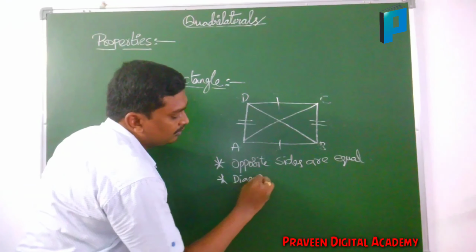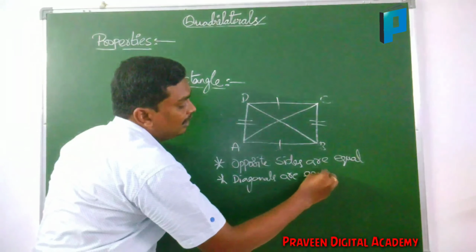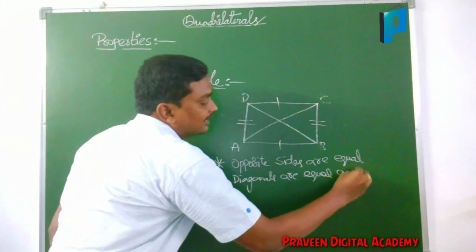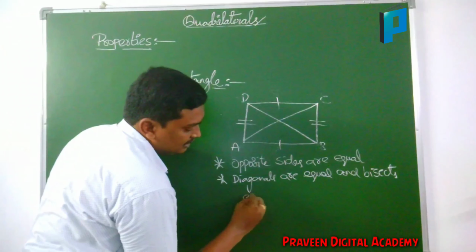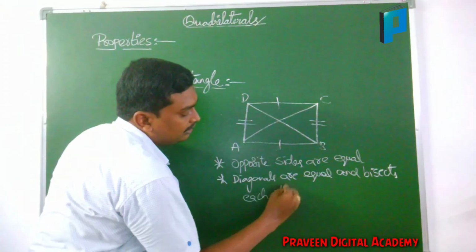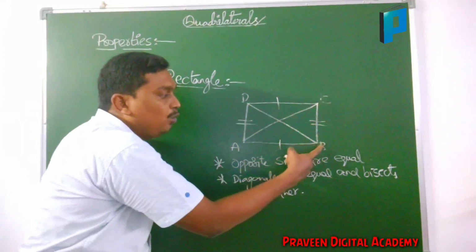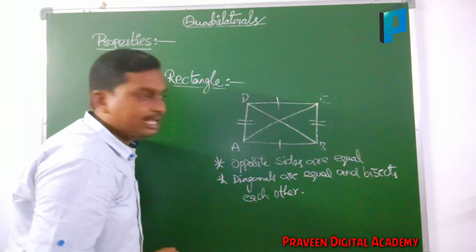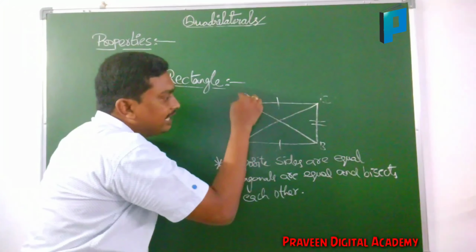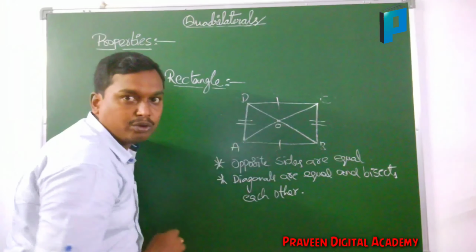Diagonals are equal and bisect each other. Here the rectangle will have diagonals, and the diagonals of the rectangle are equal. Here AC is the diagonal, BD is the diagonal. Both are intersecting at a point O.